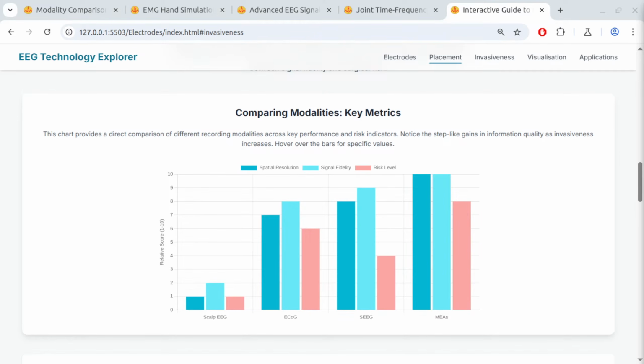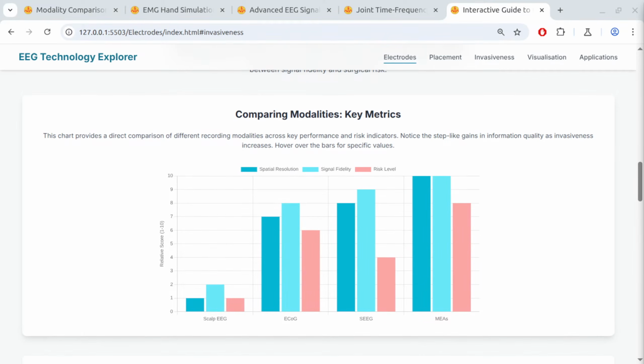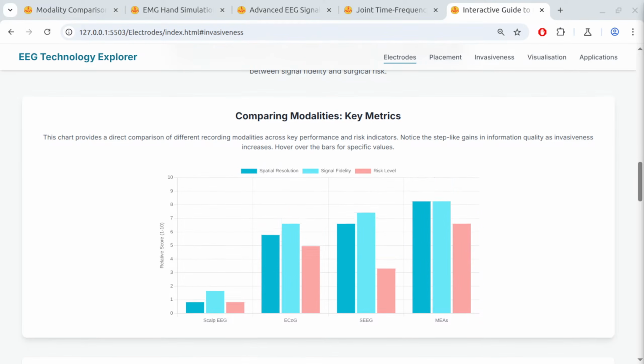The signal quality jump. Huge, vastly better than scalp EEG. SNR is way higher, you get millimeter scale spatial resolution, and crucially, you get clear access to high-frequency brain signals that the skull normally blocks. But the risk, infection, bleeding, it's still major brain surgery. Absolutely, significant risks. High reward in terms of signal, but high risk physically.